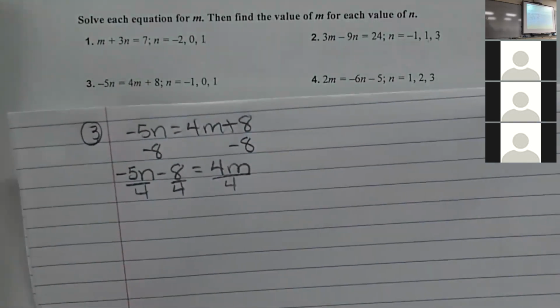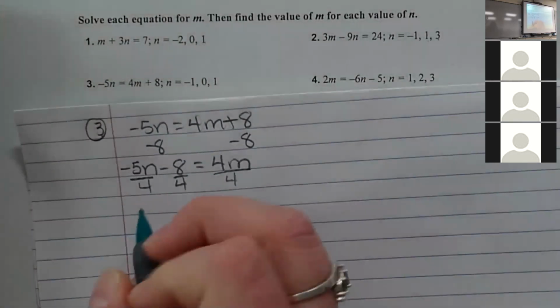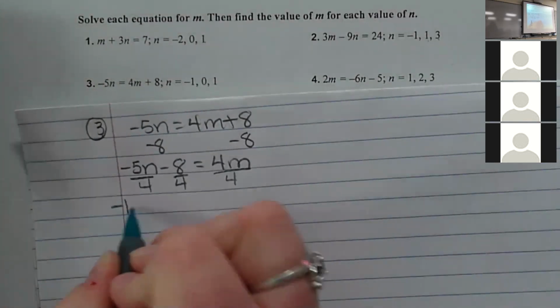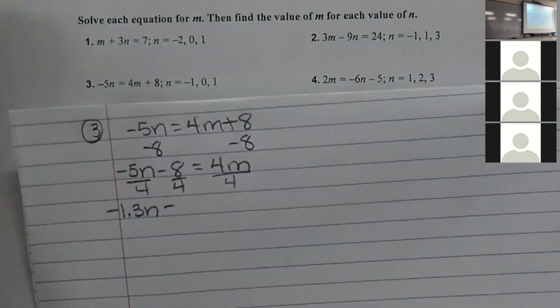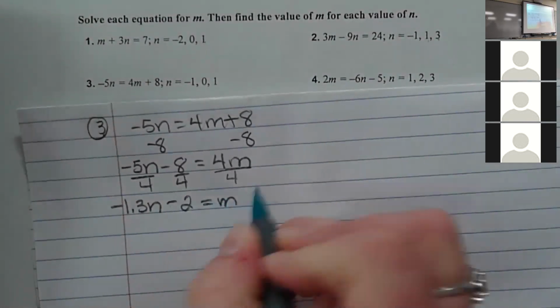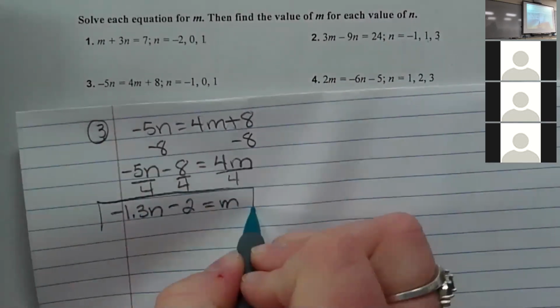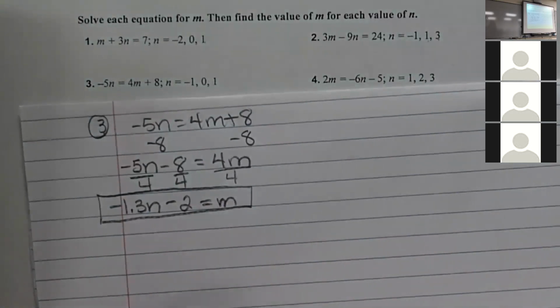Okay, and I'm going to let you round to the nearest tenth today. So you can go ahead and go negative 5 divided by 4. That gets you negative 1.25. So we'll do negative 1.3. And minus, what's 8 divided by 4? 2 equals m. M is all by itself, so box that in. You got that done. Now we got to plug in the values that it says.